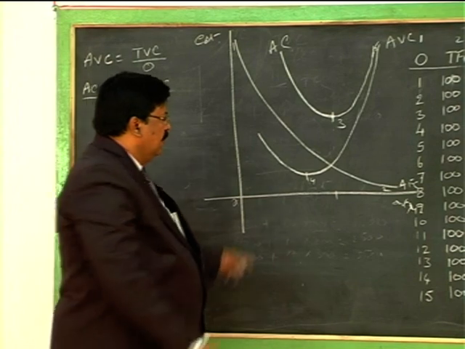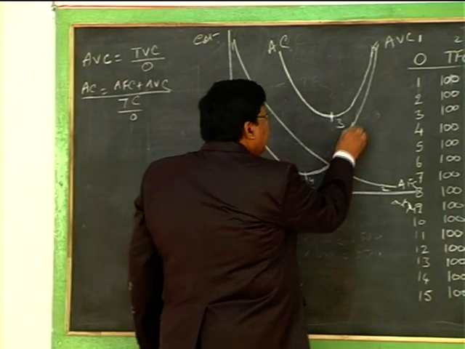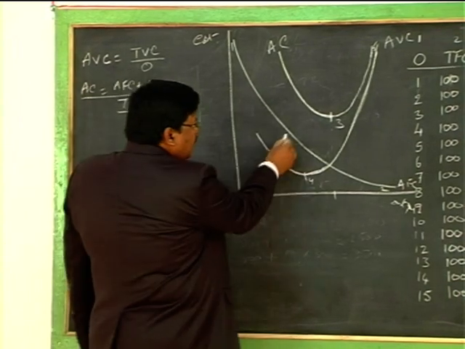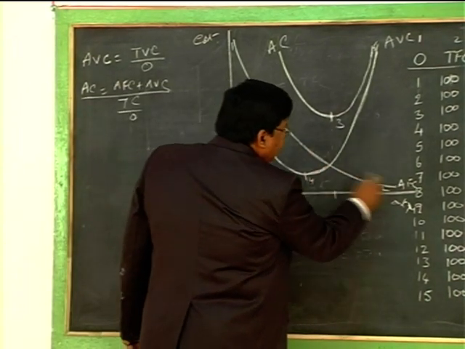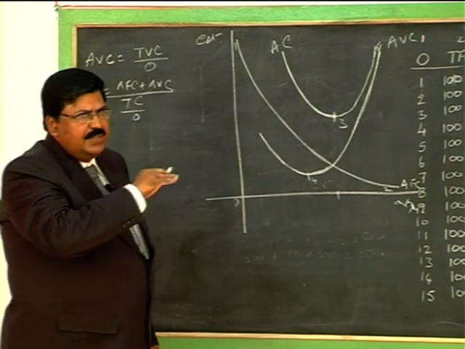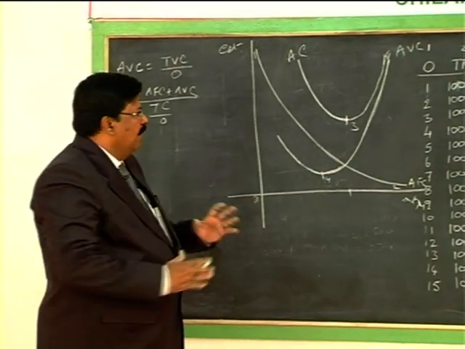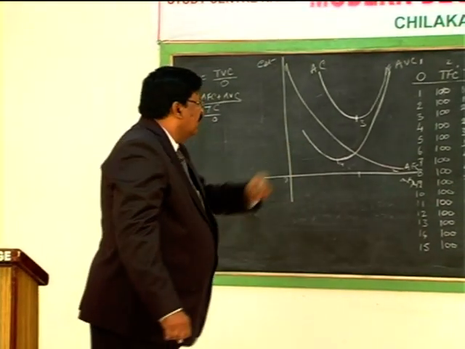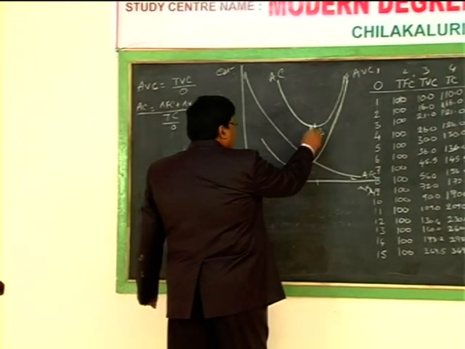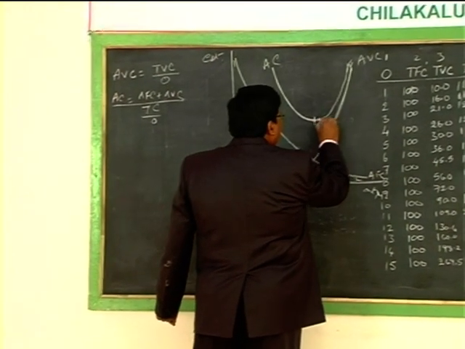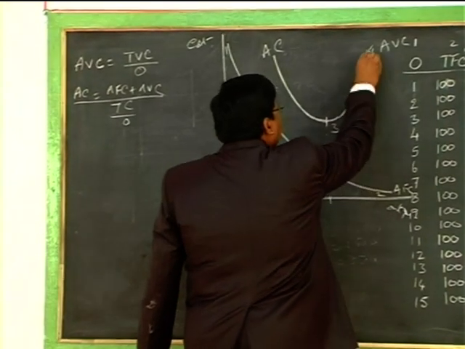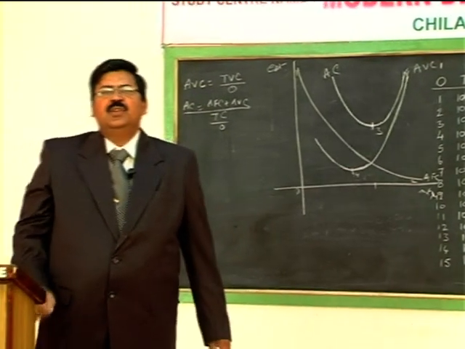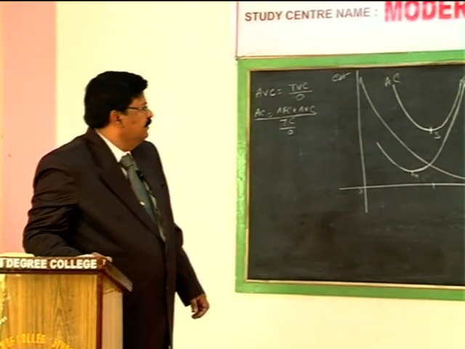Later what happens is, the marked increase in AVC more than compensates the slight decline in AFC. Here the rate of decline in AFC gradually diminishes. So the marked increase in AVC more than compensates the slight decline in AFC, and as a result AC takes an upturn and starts increasing. So that is the reason for the curvature of AC, why AC is a U-shaped curve.